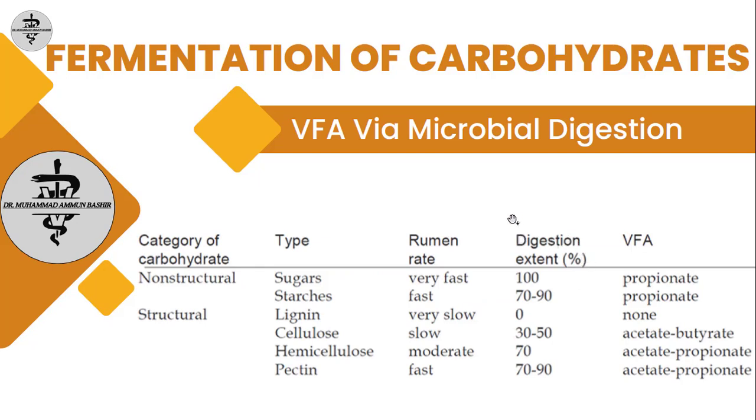Here are the types of volatile fatty acids from microbial digestion. The different carbohydrates like sugar and starch are the non-structural carbohydrates, while lignin, cellulose, and hemicellulose are the structural carbohydrates. When the bacteria act on these carbohydrates, in return for this fermentation, volatile fatty acids are produced. Basically, there are three types of volatile fatty acids: acetate, propionate, and butyrate, that are produced inside the rumen as a result of the fermentation. Sugar and starch fermentation is very fast, while lignin fermentation is almost zero, and cellulose and hemicellulose fermentation are slow to moderate, and the respective digestions are mentioned in the table.